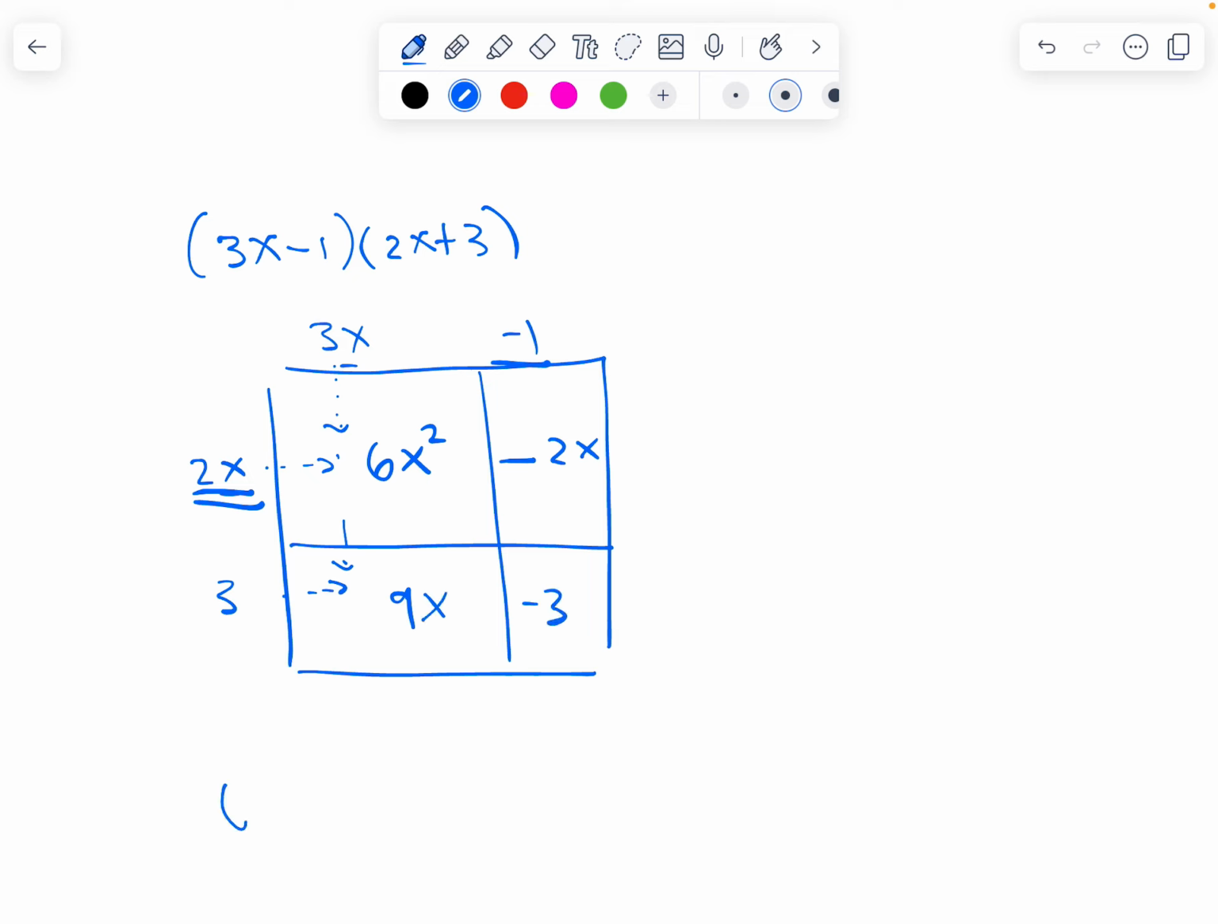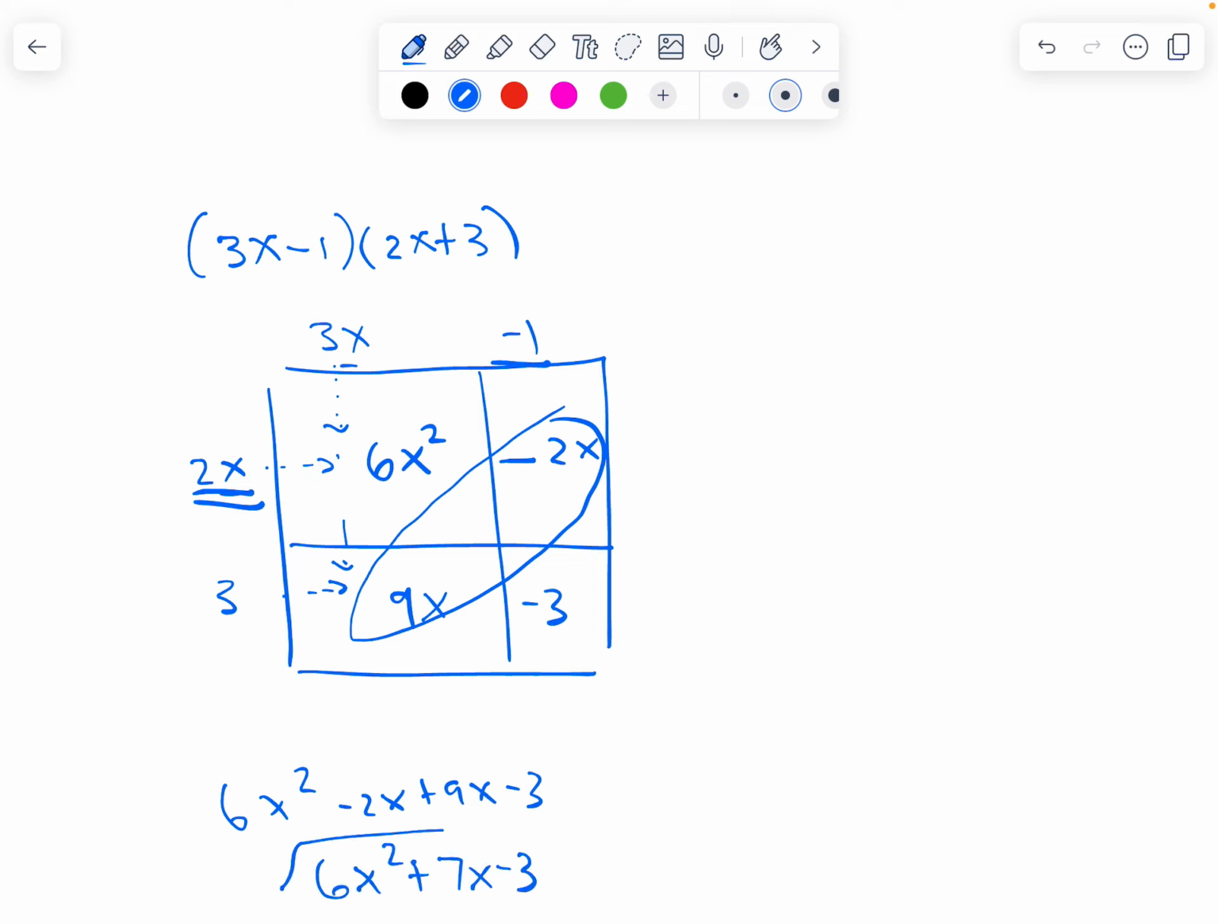Now, when you write your answer, you could write 6x squared minus 2x plus 9x minus 3, but you might notice 9x and 2x, these are the same type of animal, so we can combine those together. So the way you need to write this is 6x squared plus 7x minus 3. That's your final answer. Okay, I want you to give this one a try on your own. Go ahead and pause the video and try this one on your study guide.